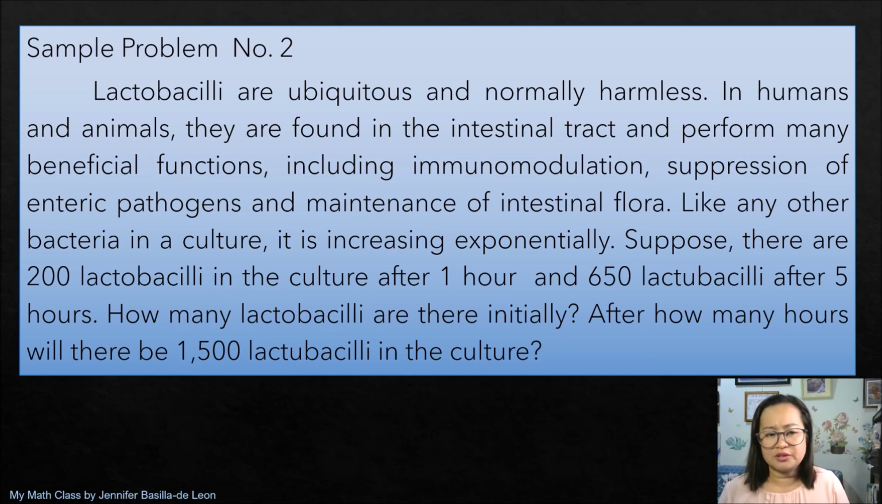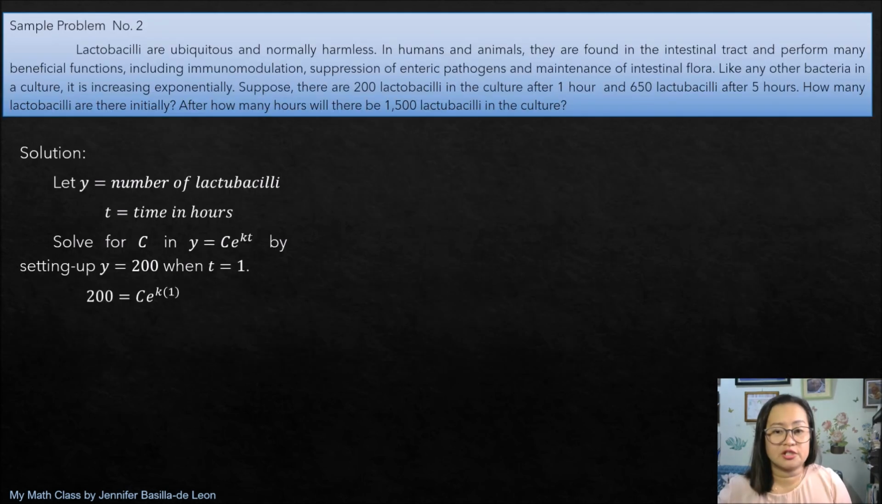Like any other bacteria in the culture, it is increasing exponentially. Suppose there are 200 lactobacilli in the culture after 1 hour and 650 lactobacilli after 5 hours. How many lactobacilli are there initially? And then after how many hours will there be 1,500 lactobacilli in the culture? Just like in the previous example, we use the exponential growth and decay model, which is y equals Ce^(kt).